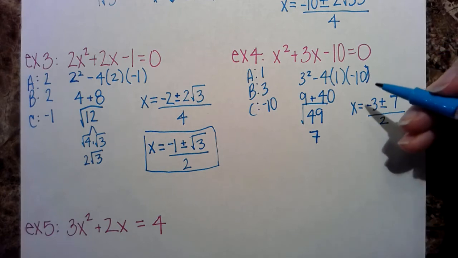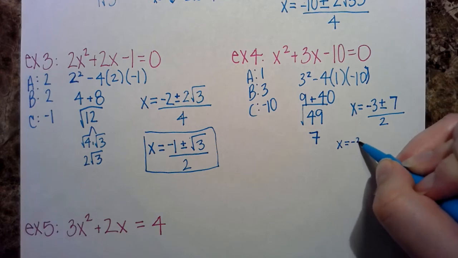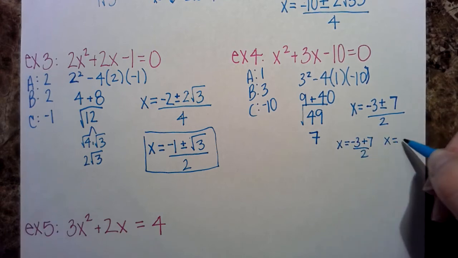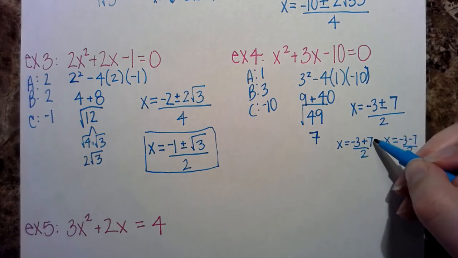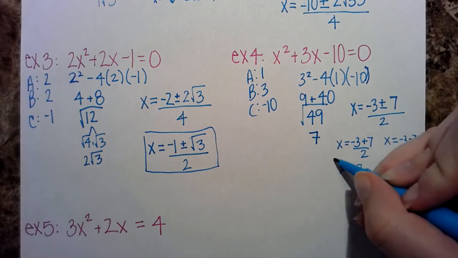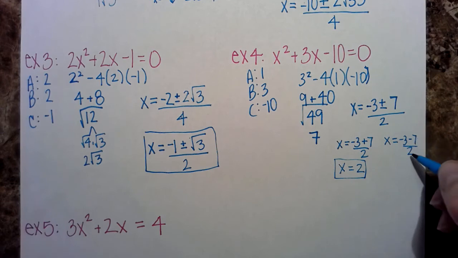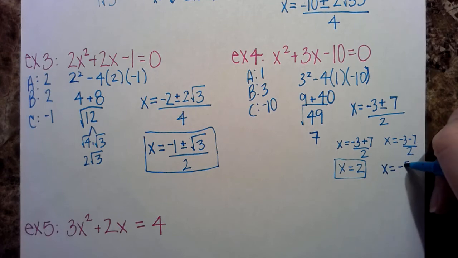So I can actually simplify this. So this would be x equals negative 3 plus 7 divided by 2, and x equals negative 3 minus 7 divided by 2. Negative 3 plus 7 is 4 divided by 2, so I get x equals 2. Negative 3 minus 7 is negative 10. Divided by 2, I get a negative 5.